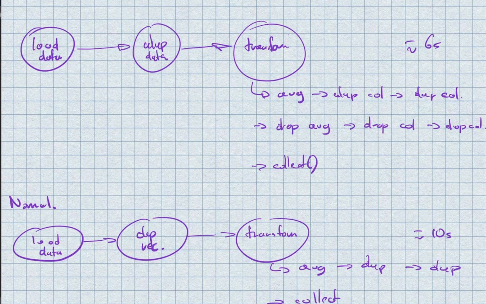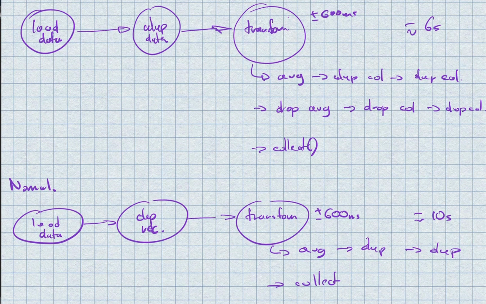Why? Well, when you look at the timing, the transformation itself is super fast. The transformation part was more or less 600 milliseconds for both. So whatever operation I'm doing in the transformation part, it did not change. It's very similar. So what changed between the two is that in my full process, I did some cleanup.